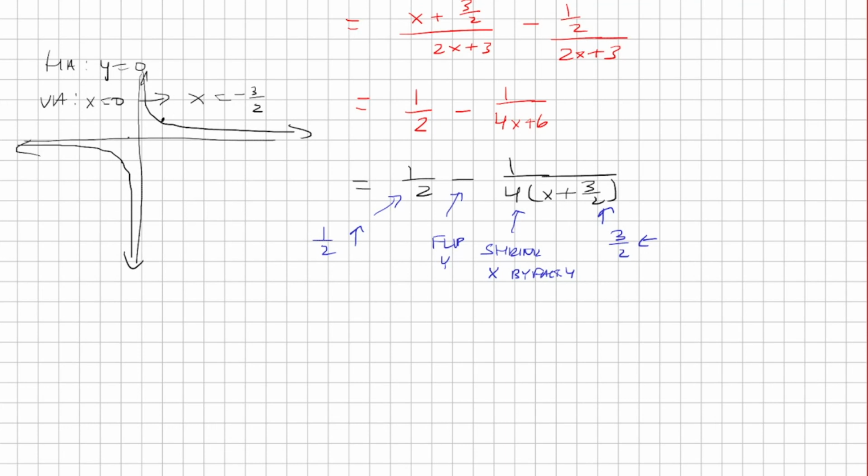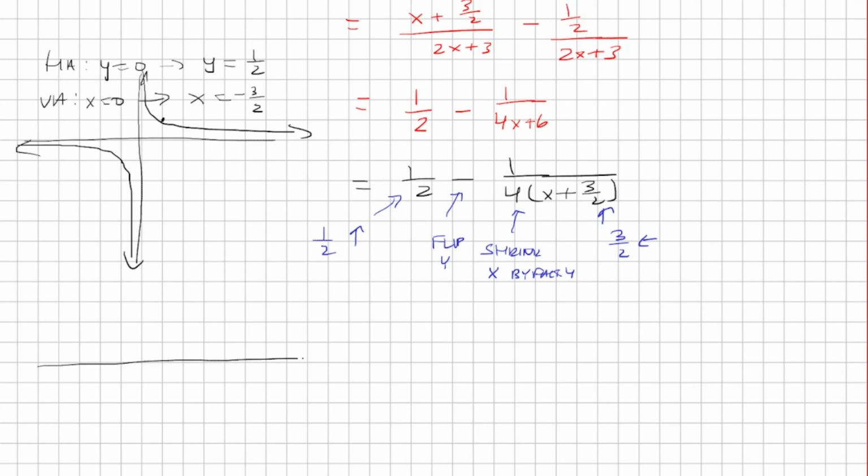Right now it's at y equals 0. If I flip it in the y-axis, in other words, if I multiply 0 by negative, it's still 0, so that doesn't do anything. And this one moves it up by 1/2. So the horizontal asymptote goes up to 1/2.